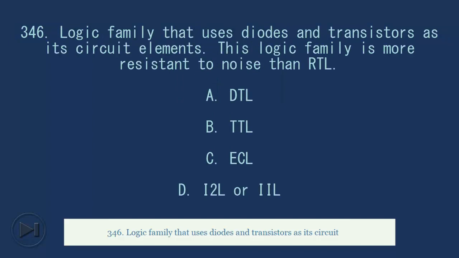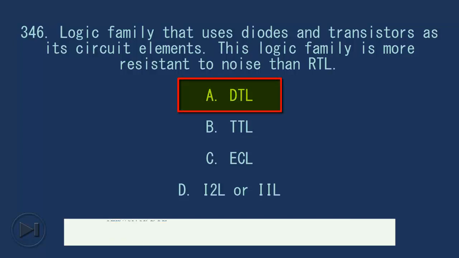346. Logic family that uses diodes and transistors as its circuit elements. This logic family is more resistant to noise than RTL. A. DTL. B. TTL. C. ECL. D. I2L or IIL. Answer, A. DTL.